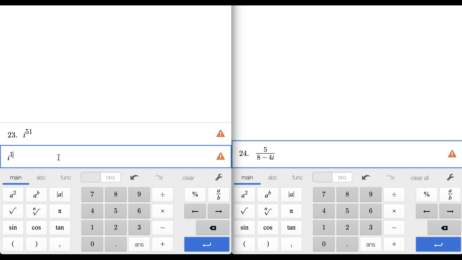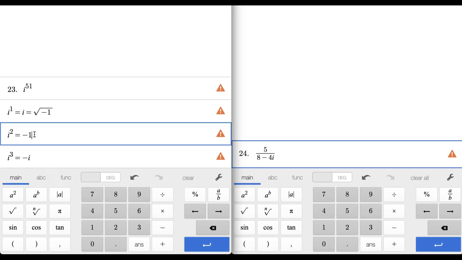So i to the power of 1 is just i, right? Which is the same thing as the square root of -1. That's our definition of an imaginary number. If we do i squared, we take that square root of -1, we square it, you get a -1. i cubed gives you a -i, right? You're just taking the last power, i squared, and multiplying it by another i.